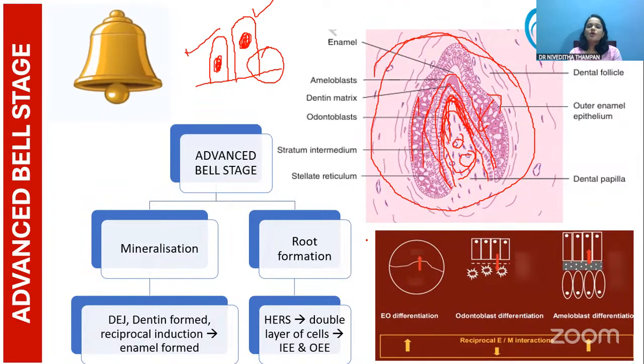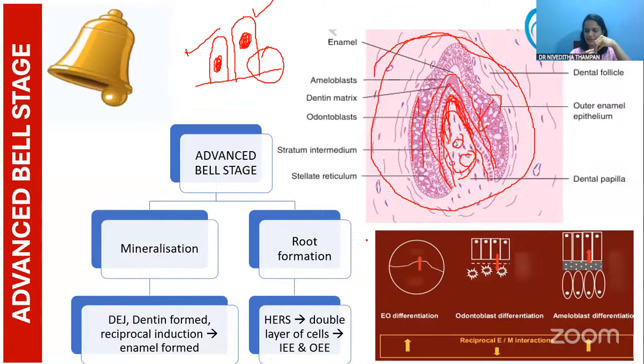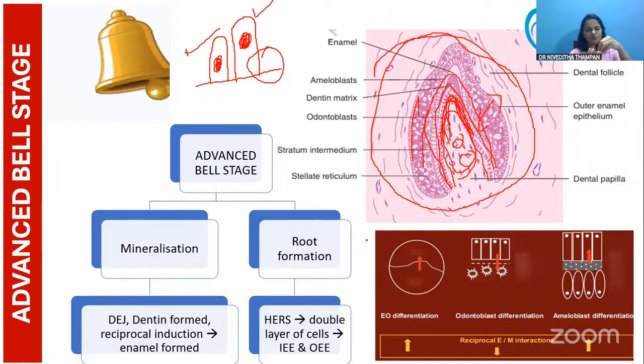Now, one other thing I want to mention here is how the odontoblasts and ameloblasts are getting activated and specialized. They are helping each other. First, the inner enamel epithelial cells send signals to the dental papilla cells. Odontoblasts are getting differentiated. Dentine is formed.